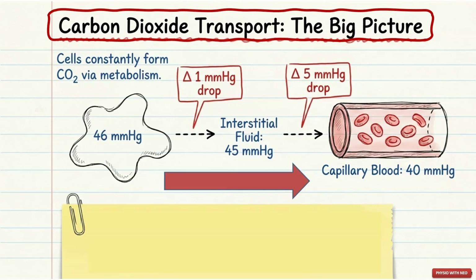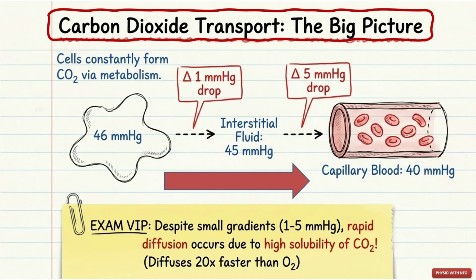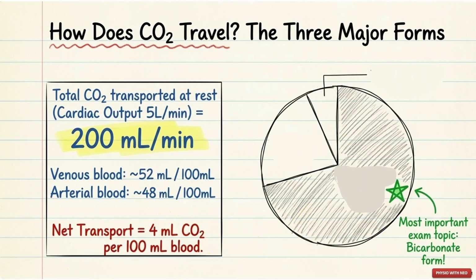Remember, although the pressure difference is small, diffusion is very rapid because carbon dioxide is 20 times more soluble than oxygen. Remember this line. It is frequently asked in viva. Now, where does all the carbon dioxide travel? That's our next slide. This slide is all about numbers.